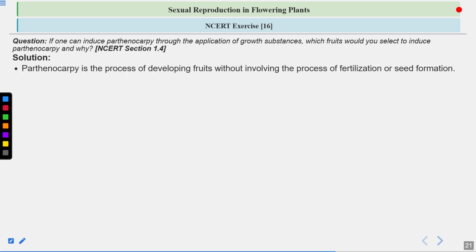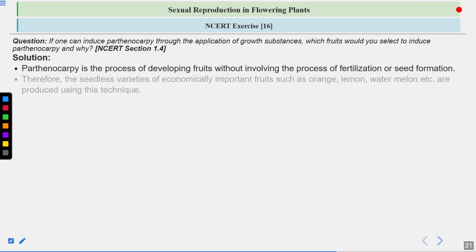Parthenocarpy is the process of developing fruit without involving the process of fertilization. No fertilization is there or seed formation, but still the fruit is formed. Therefore, the seedless varieties of economically important fruits such as oranges, lemon, watermelon, etc. are produced using this technique.